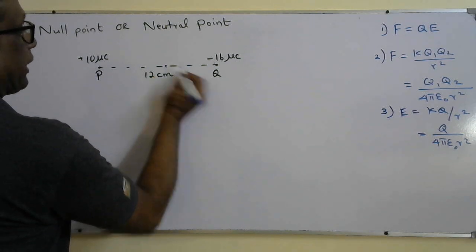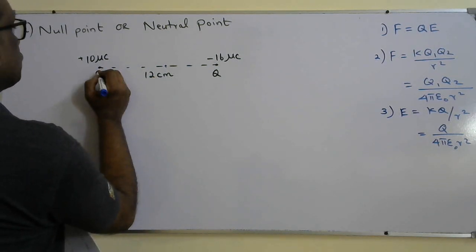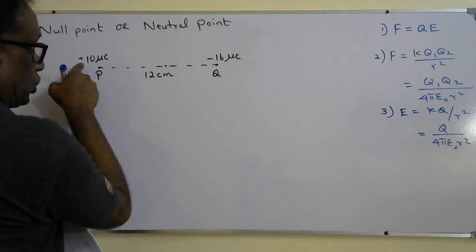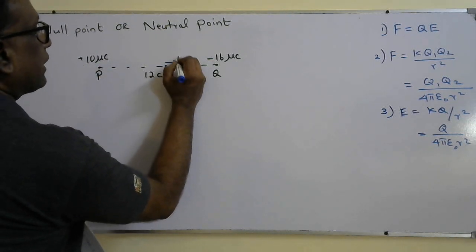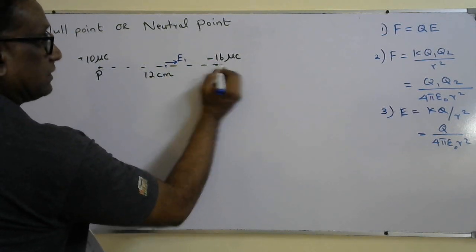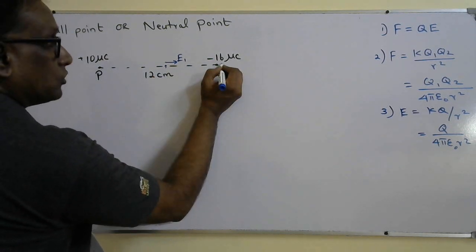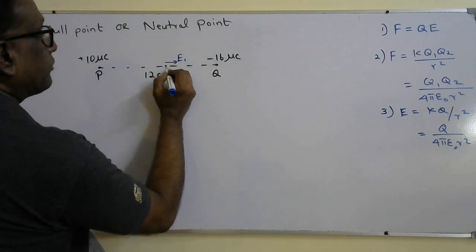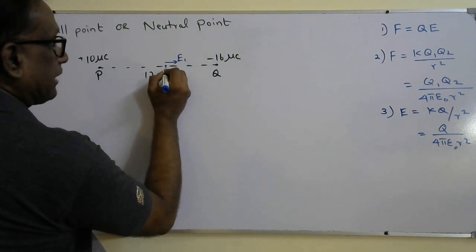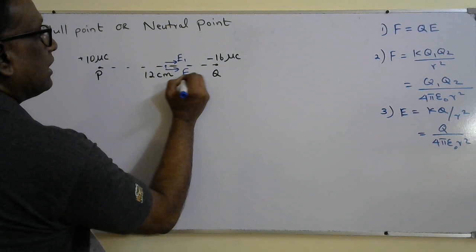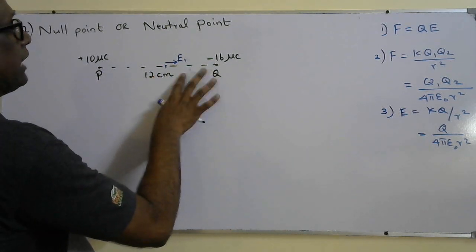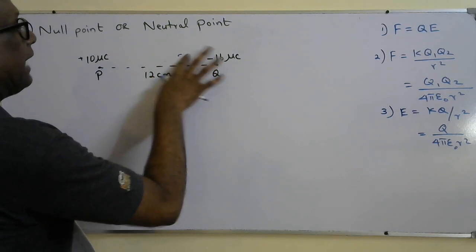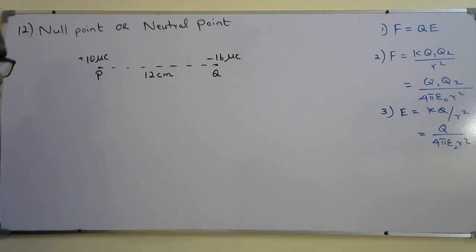So if I consider a point here, the electric field strength due to 10 microcoulomb, if I keep a positive test charge, will be towards the right, E1. The electric field strength at this point due to negative 16 microcoulomb, if I keep a positive test charge, will attract it also towards the right. So E1 and E2 both are in the same direction. So there can't be a null point anywhere between P and Q, there won't be.